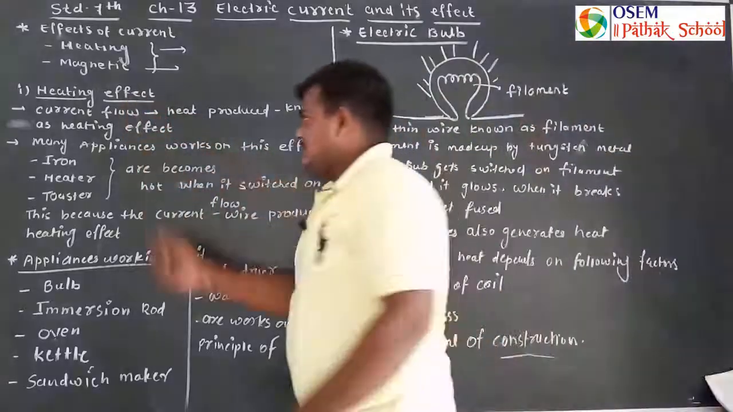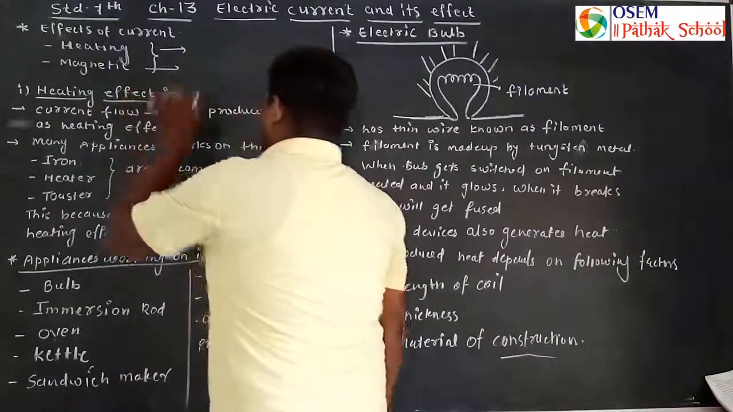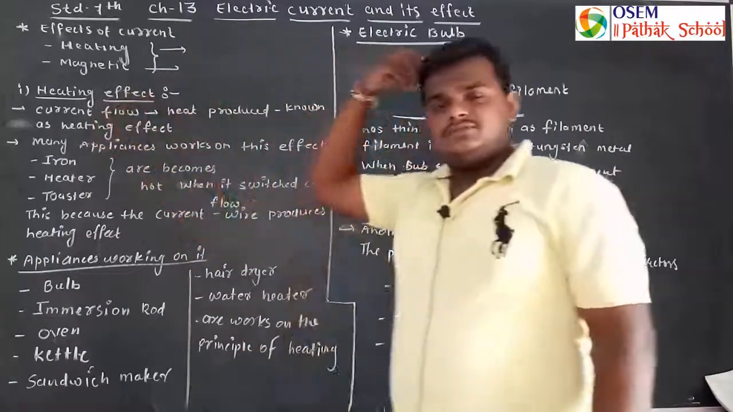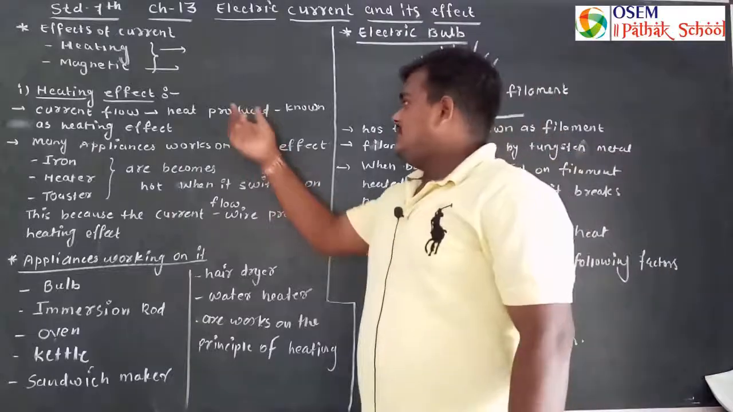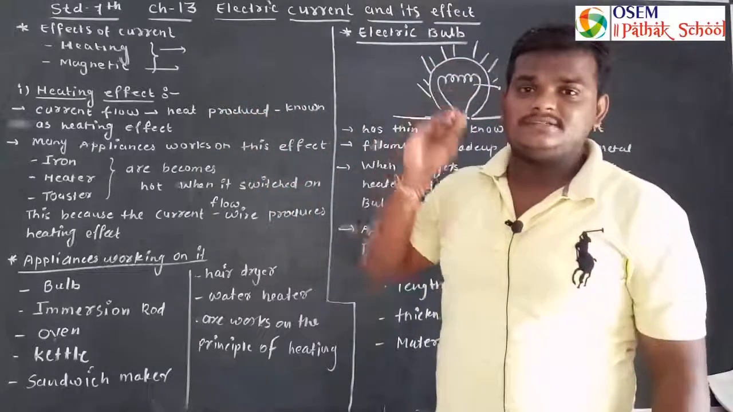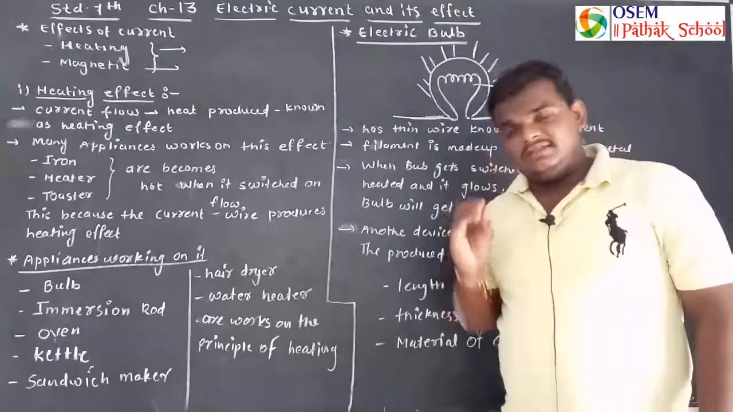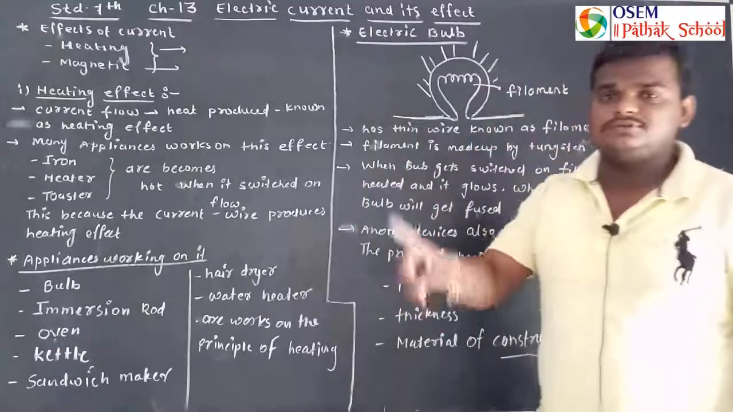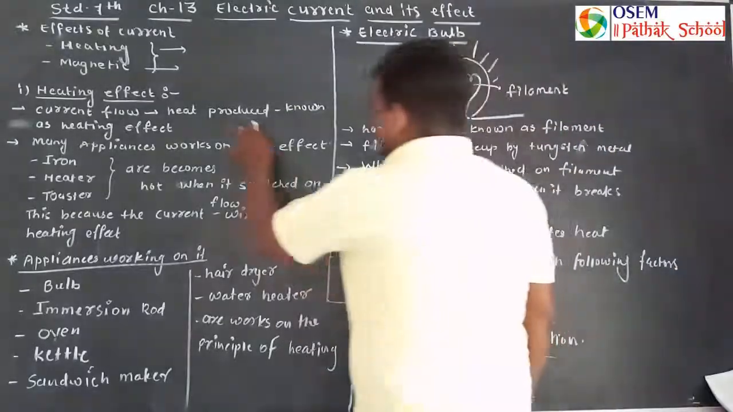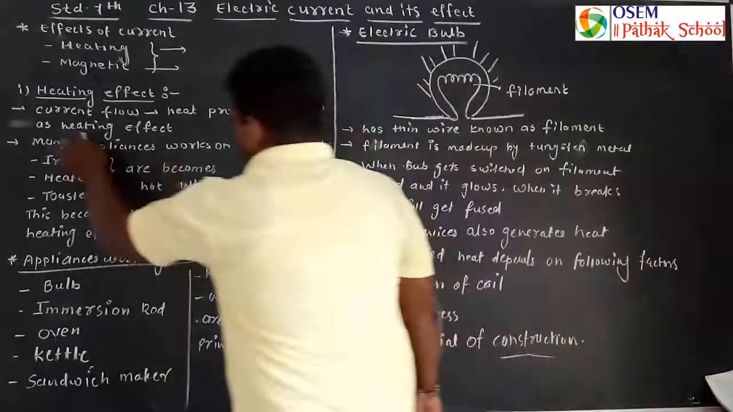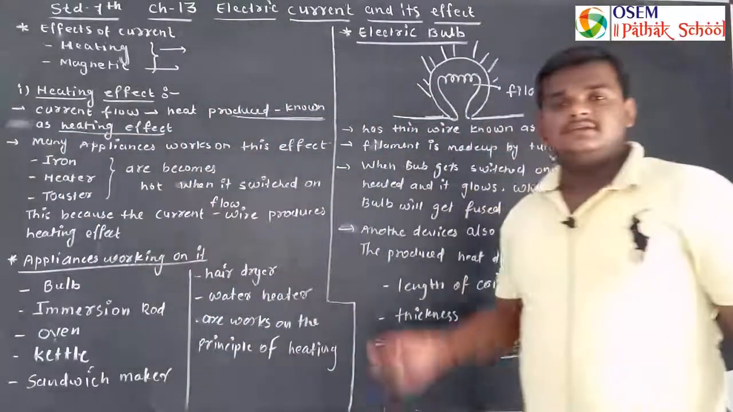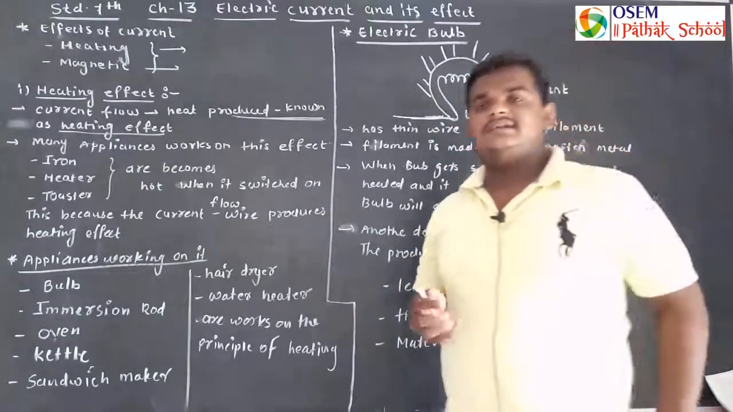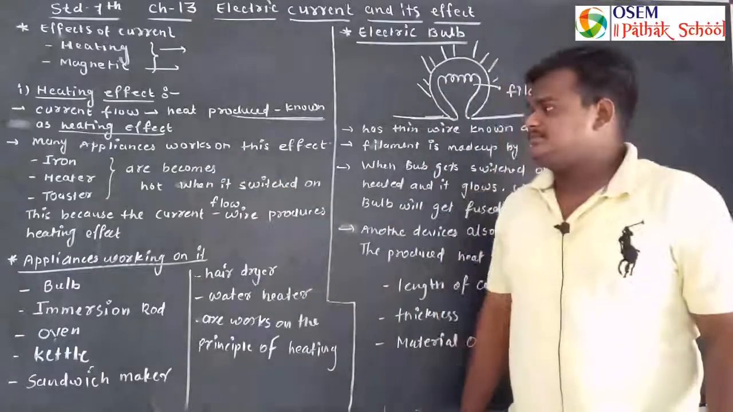So here we are going to start the heating effect of an electric current. When the current flows through any circuit, heat is produced in that circuit. When the current passes through any circuit, the heat is produced in that circuit, and this effect is known as the heating effect of electric current. So generation of heat by the passing of electric current is known as the heating effect.